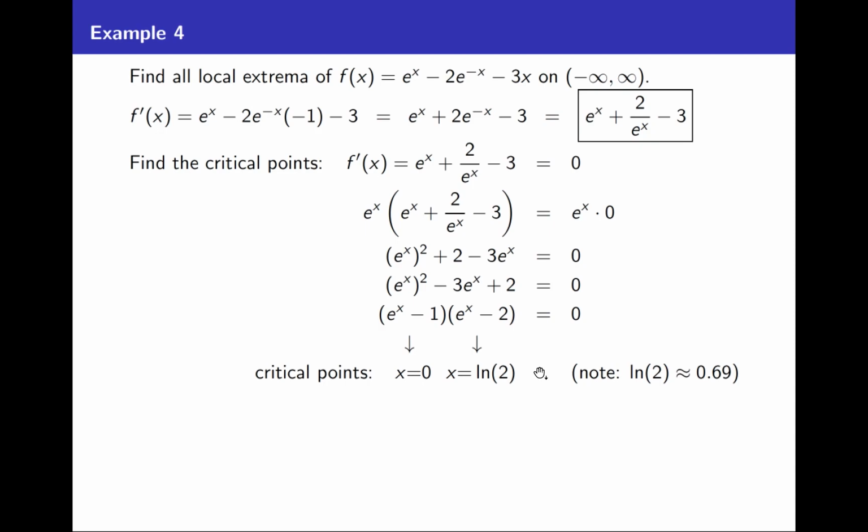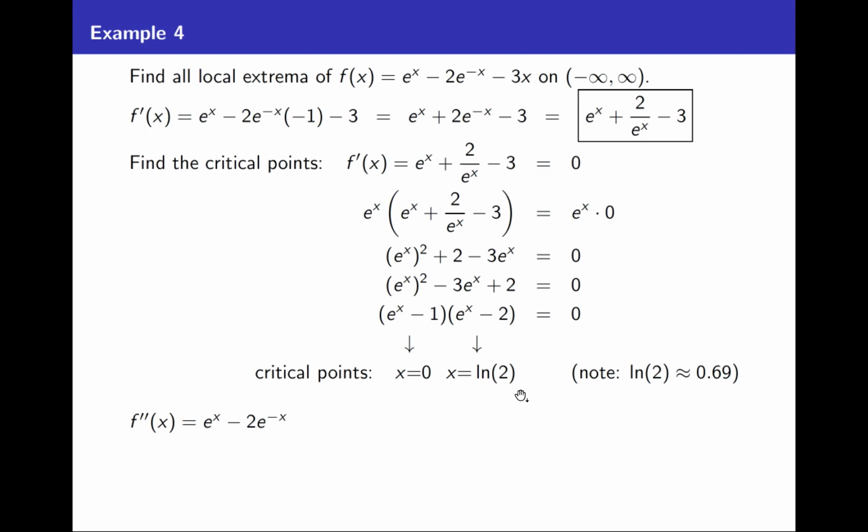And so we want to use the second derivative test to figure out whether we have a local maximum or a minimum at x equals 0, and also a local minimum or a maximum at x equals ln 2. So either way, that's going to involve calculating the second derivative.